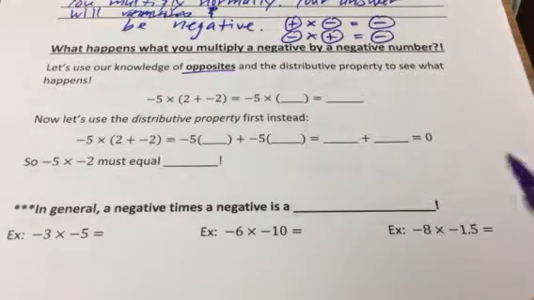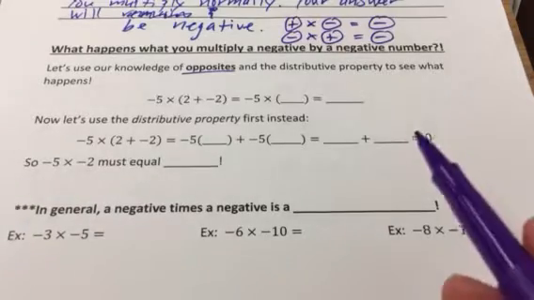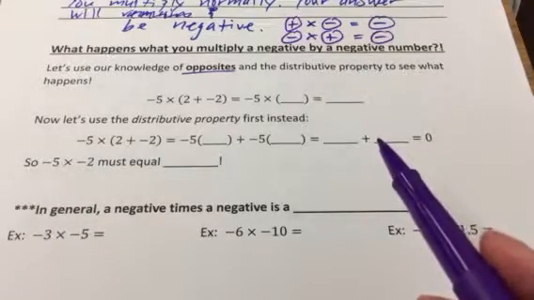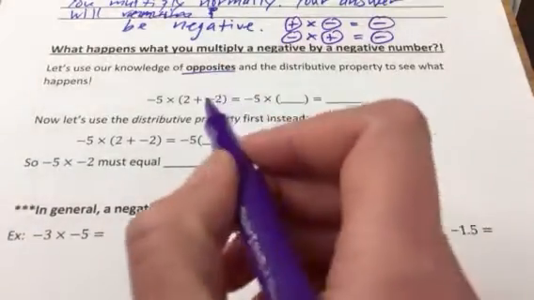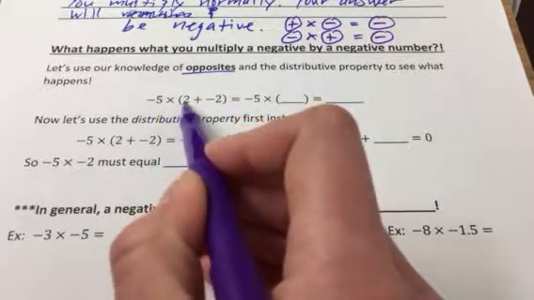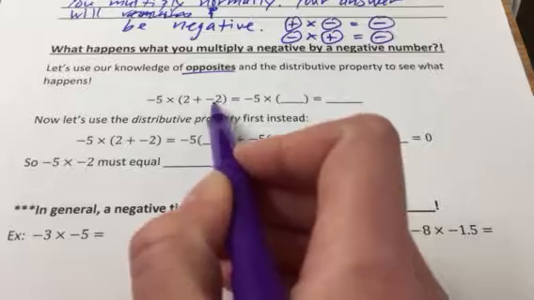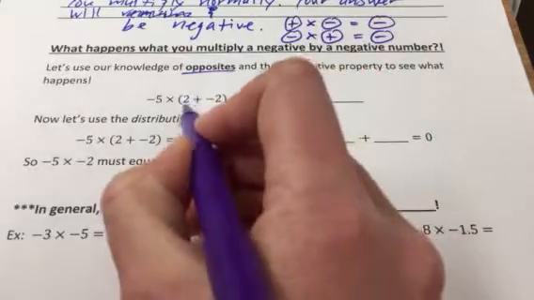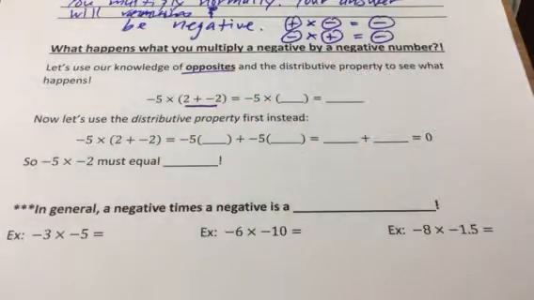So I'm going to start with a problem that you probably wouldn't have thought of on your own, and that's okay. We're going to go ahead and multiply negative 5 by 2 plus negative 2. Okay, so we are going to be multiplying negative 5 by 2 plus negative 2.